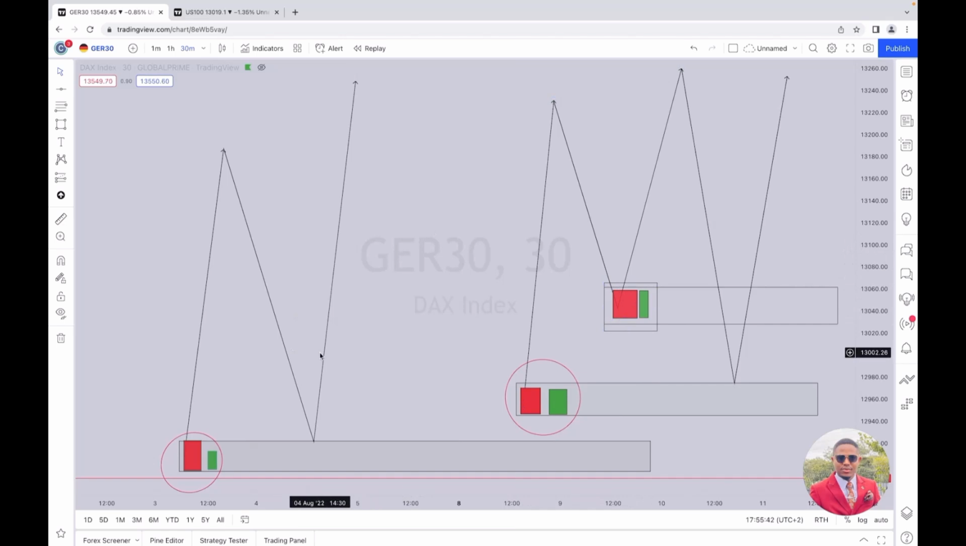So I'm going to show you now how we find order blocks in a selling position. Just hold on and let me take you for a ride. Enjoy this ride.